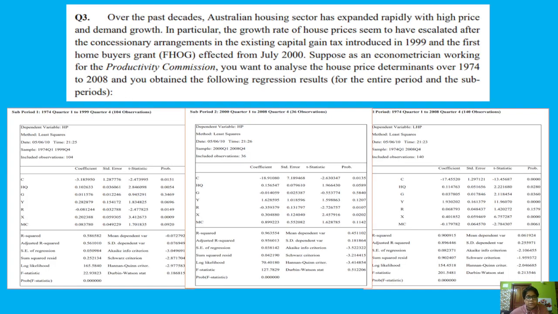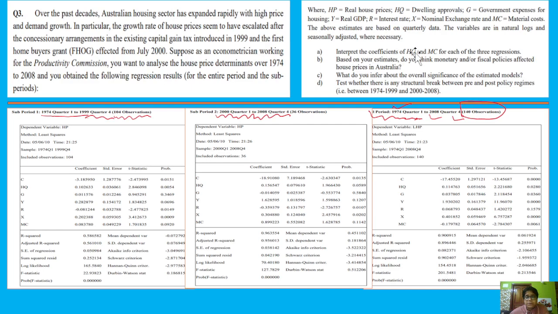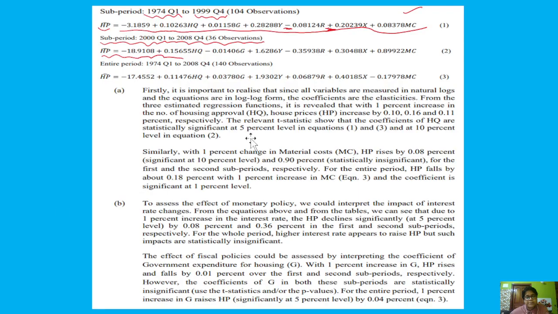The first one is to interpret the coefficients of HQ and MC for each of the three regressions. HQ and MC, housing approvals and material cost. First of all, they are in natural log format, so the coefficients will be elasticities. The coefficients are the elasticities.